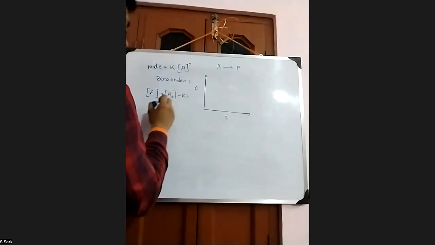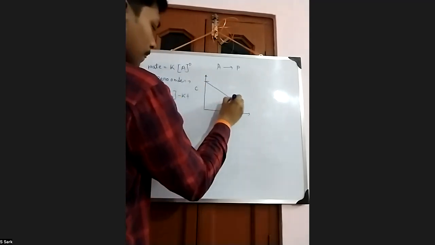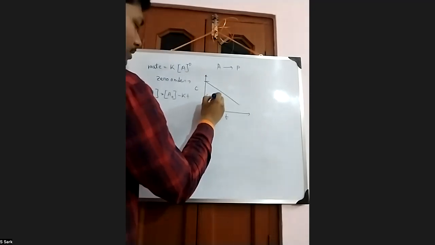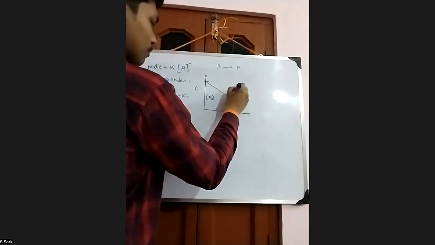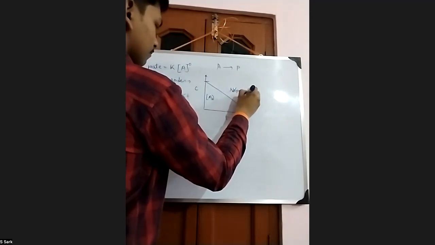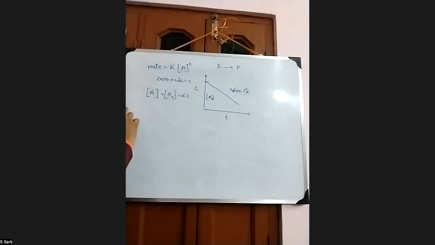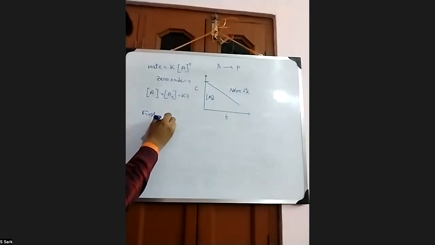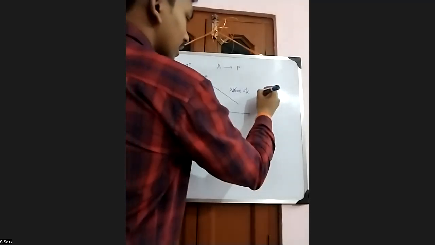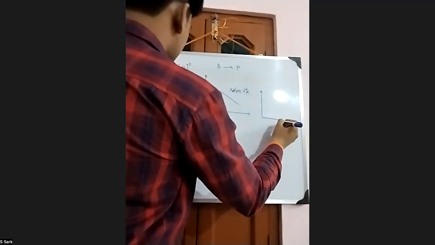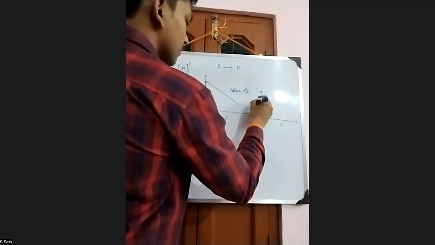This is zero order. And also the rate versus time graph will be like this, because the rate will always be equal, it doesn't change, as it doesn't depend on the concentration of the reactant.